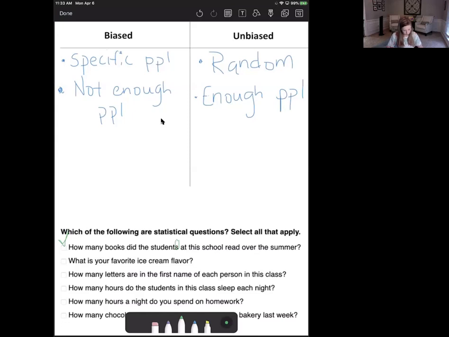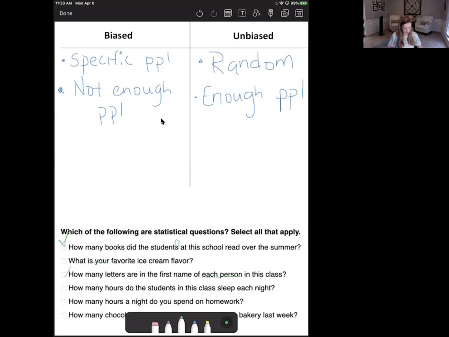What is your favorite ice cream flavor? Okay, well, if you say vanilla, that's only one answer. Or you say chocolate, it's just one answer. That's not a statistical question because it only gives you one answer. How many letters are in the first name of each person in the class? So it didn't just talk about one person, it talked about lots of people. That's going to give us lots of answers. So that is a statistical question.